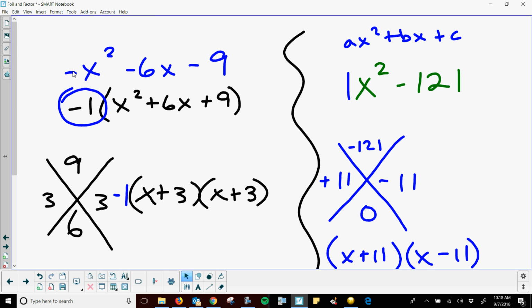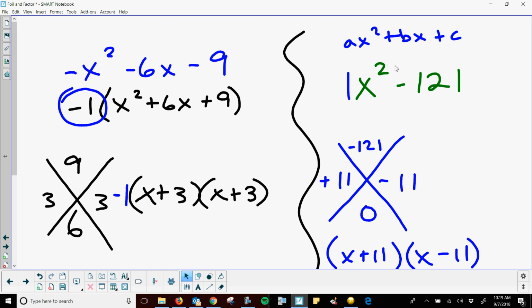If you ever have a negative in the front, whether it's a negative and a number or these negatives kind of ruin this completely. Take out a -1 and change all the signs. Then we can factor. Now, after we factor and after we get done, that -1 we took out has to go back in front. So do not forget about it.